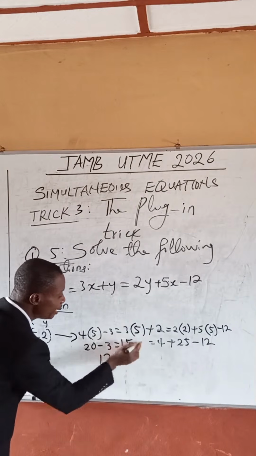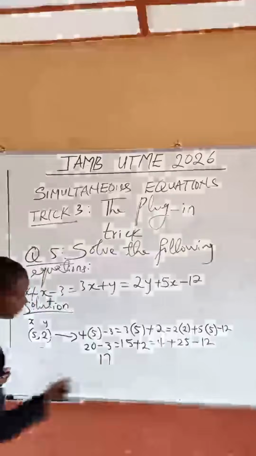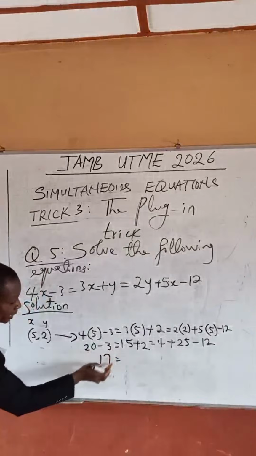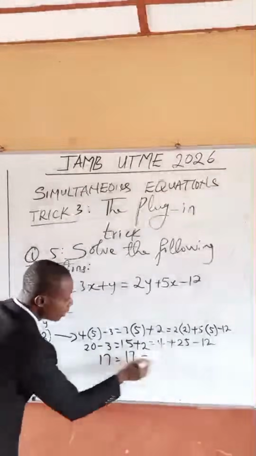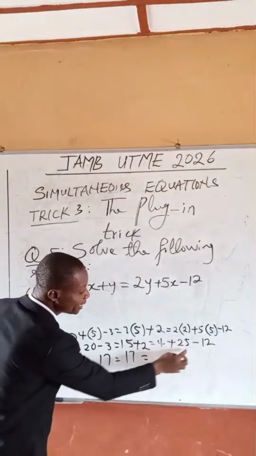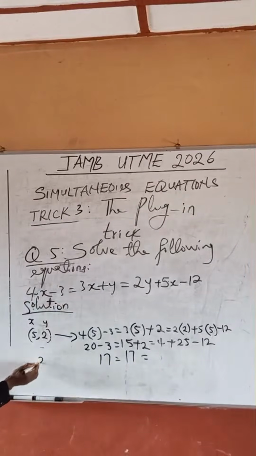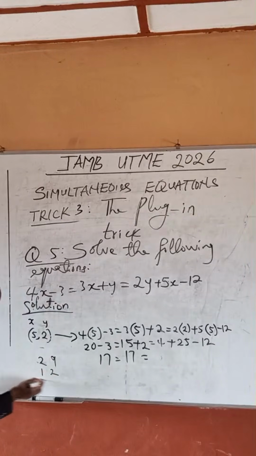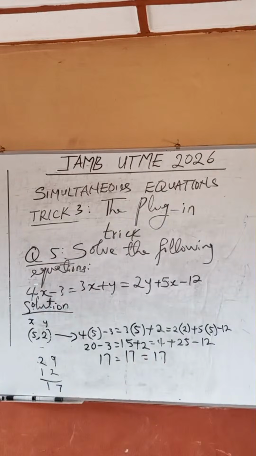3 times 5 is 15, then plus 2. So 20 minus 3 is 17, right? 15 plus 2 is 17. Then 4 plus 25 is 29. So 29 minus 12 is what? 9 minus 2 is 7. Then 2 minus 1 is 1. You see that is 17, right? Have we not gotten it?